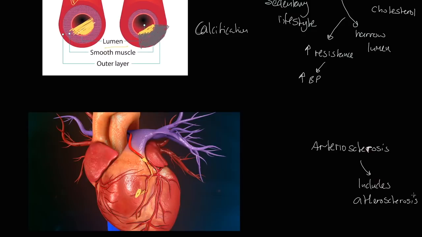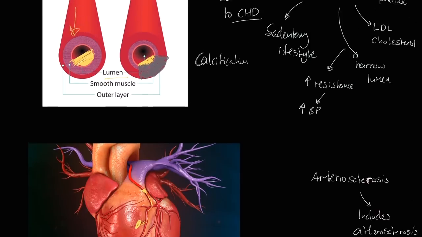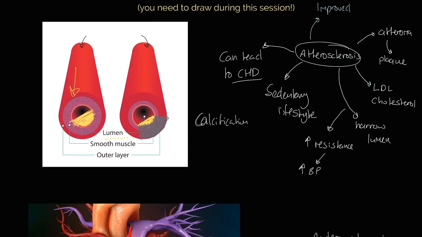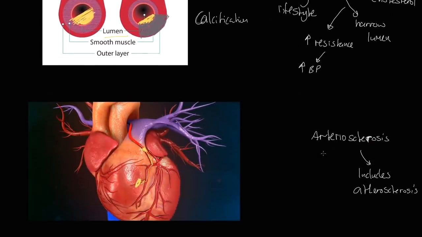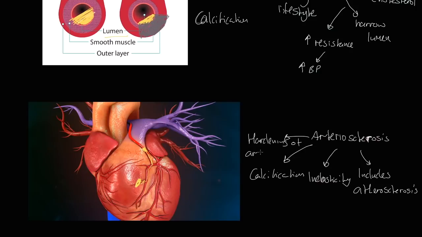Atherosclerosis. Have I spelled that right? Okay, so this up here is an example of arteriosclerosis. But the point I really want to make here is what I said before. We are talking about inelasticity. And we're talking about, as I said before, calcification. Calcification of what? The arterial wall. So, of course, we're talking about this hardening of arterial wall.